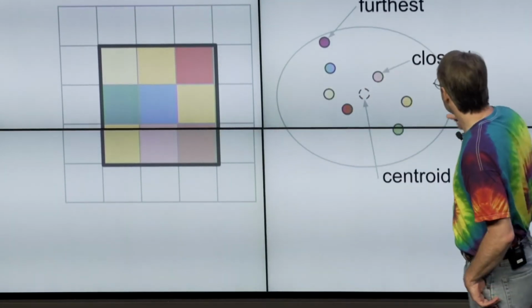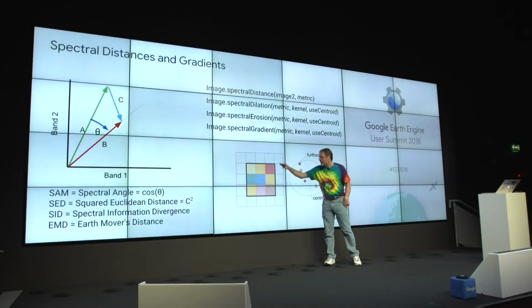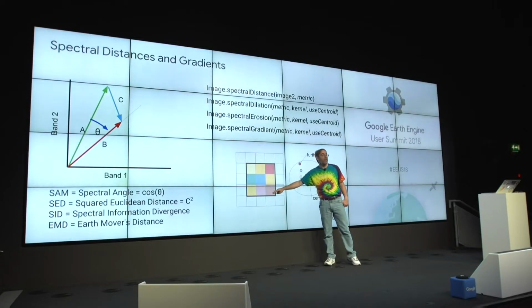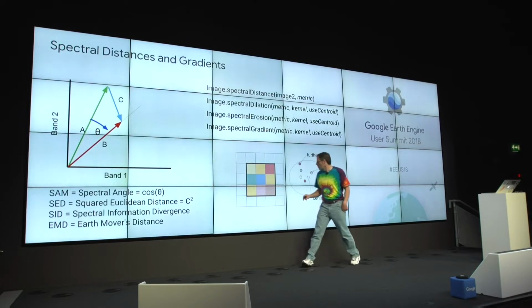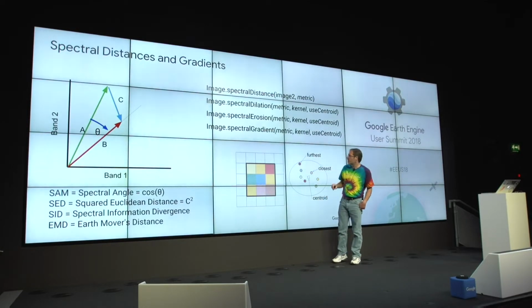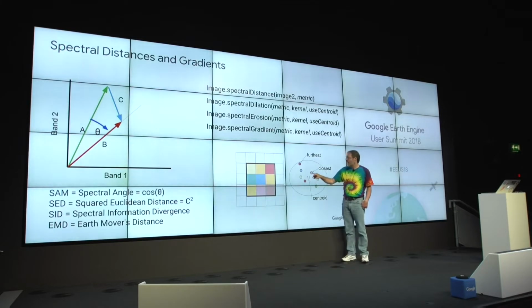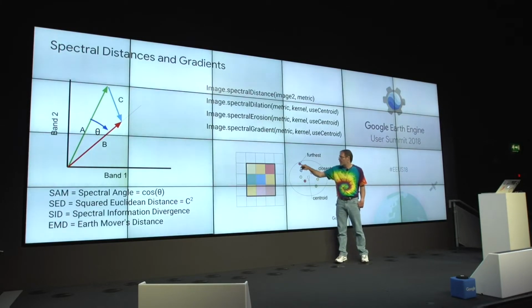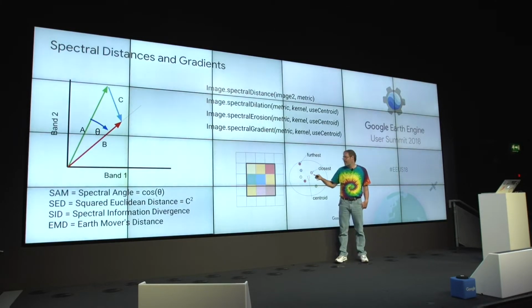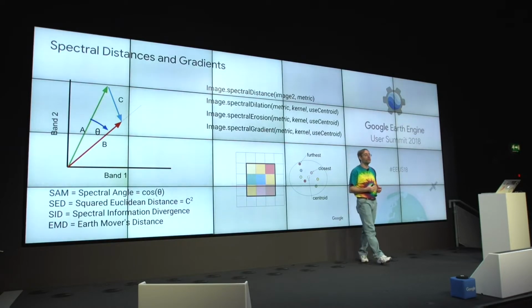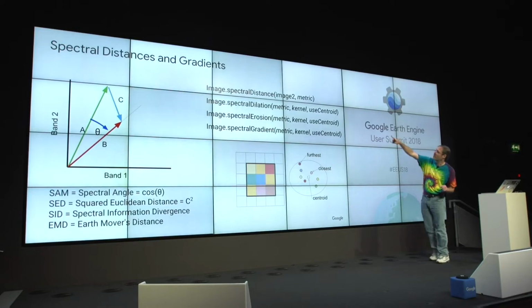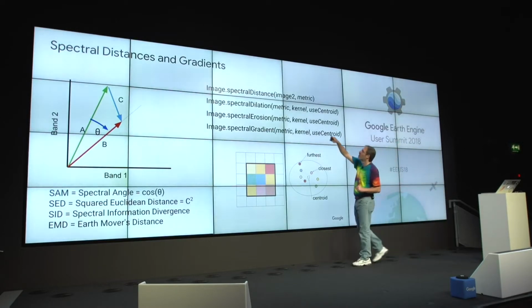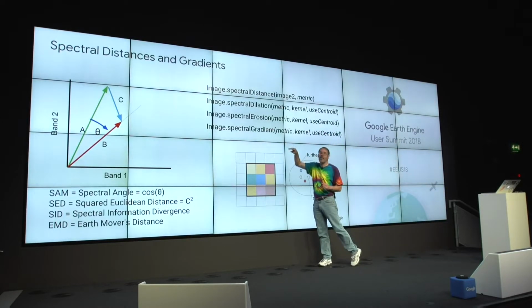As you're passing some filter or window over your image, you can take all the pixels in the window, cluster them together using spectral distance, and then get the one that's closest to the centroid and the one that's furthest from the centroid. The difference between those two can be used as a spectral gradient. There's some tools I made to do this. Spectral distance is the starting point, spectral gradient is the end.